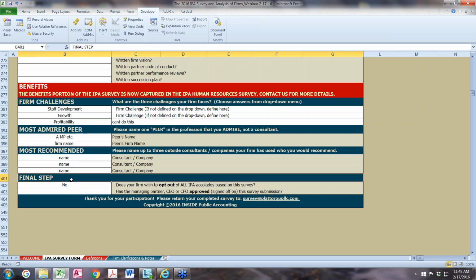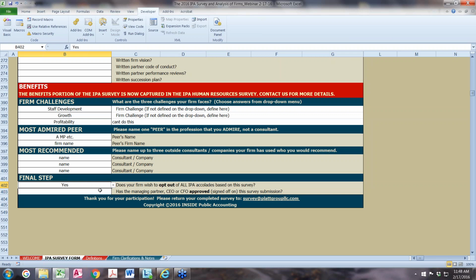In row 402, you have an option to opt out of all IPA accolades based on this survey. IPA uses the results of the survey to identify firms for accolades such as Best of the Best, the IPA 100, 200, and 300 firm rankings. The vast majority of firms would like to be considered for these accolades, but if for some reason you don't want to and don't want to have your firm receive the recognition from IPA, you can opt out here, but we would encourage you not to.